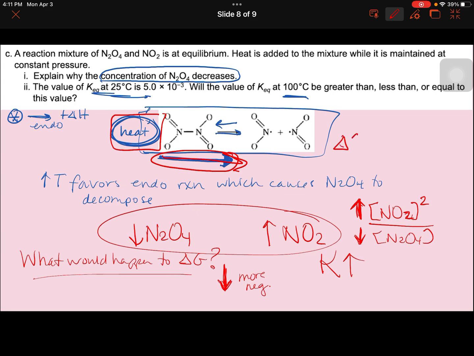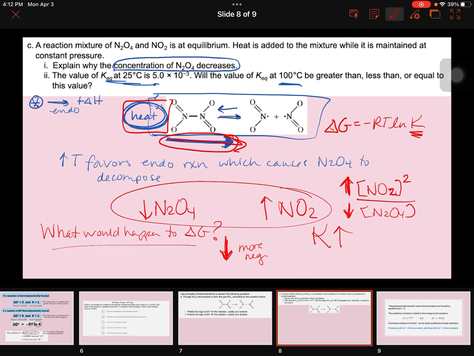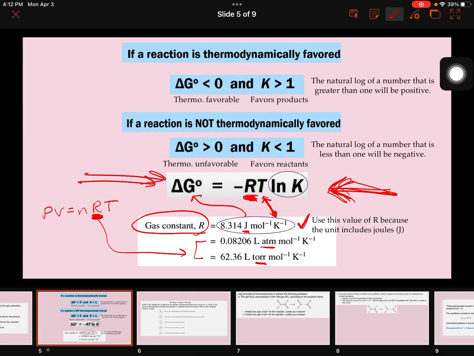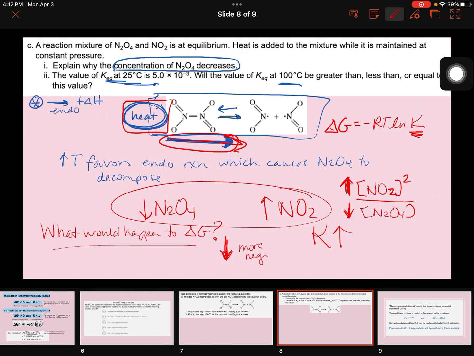I can get a number off of that, negative RT natural log of K. If I solved for K, I can get my new delta G value. And this is mentioned back here. The natural log of a number that's greater than 1 will be positive. The natural log of a number that's less than 1 will be negative. So I can keep driving this reaction forward.